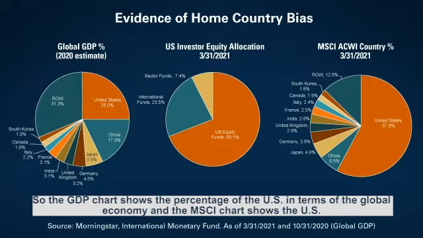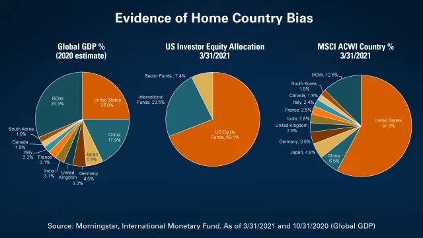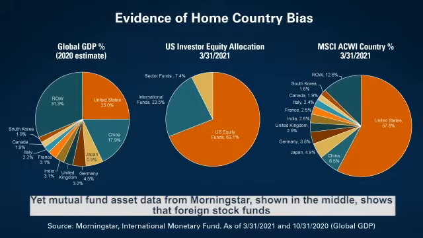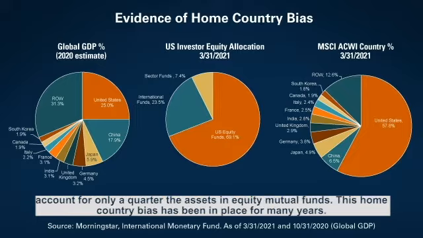So the GDP chart shows the percentage of the U.S. in terms of the global economy, and the MSCI chart shows the U.S. as a percentage of the corporate world. Yet mutual fund asset data from Morningstar, shown in the middle, shows that foreign stock funds account for only 1/4 of the assets in equity mutual funds, and this home country bias has been in place for many years.